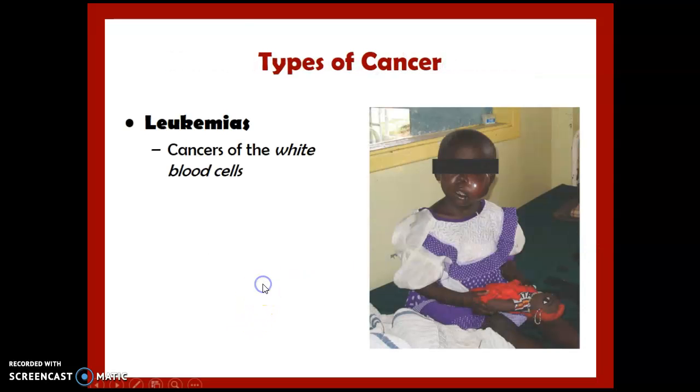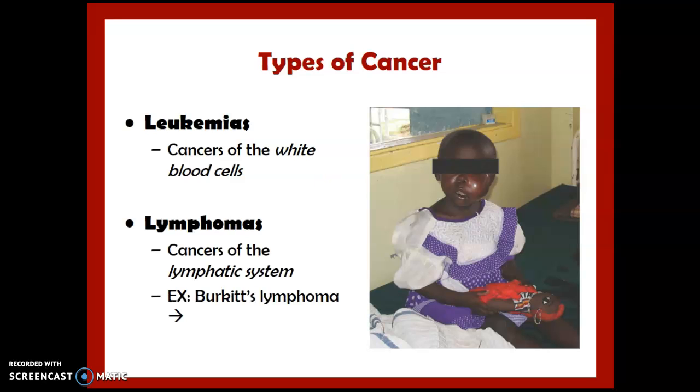Leukemias and lymphomas. Leukemias, we don't have a picture of there because it's a blood cancer, so it's difficult to get an image of that. So cancers of the white blood cells include leukemias, and the lymphomas are cancers of the lymphatic system, such as Burkitt's lymphoma. And we see a poor little girl has this very large lymphoma tumor. That's a tumor in the lymph system.